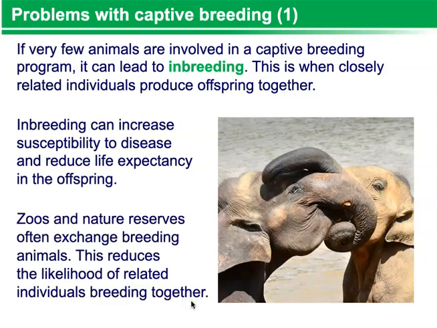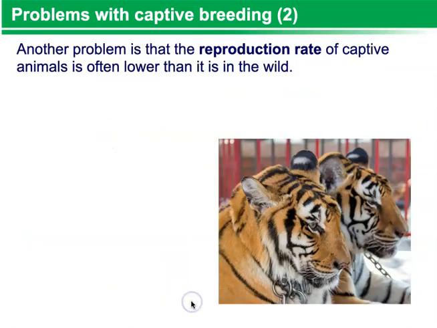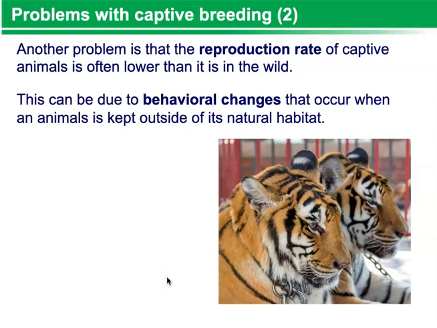Zoos and nature reserves often exchange breeding animals. This reduces the likelihood of related individuals breeding with one another. Another problem is reproduction rate when we're talking about captive breeding organisms. Oftentimes, the reproduction rate of captive animals is lower than that of wild animals.